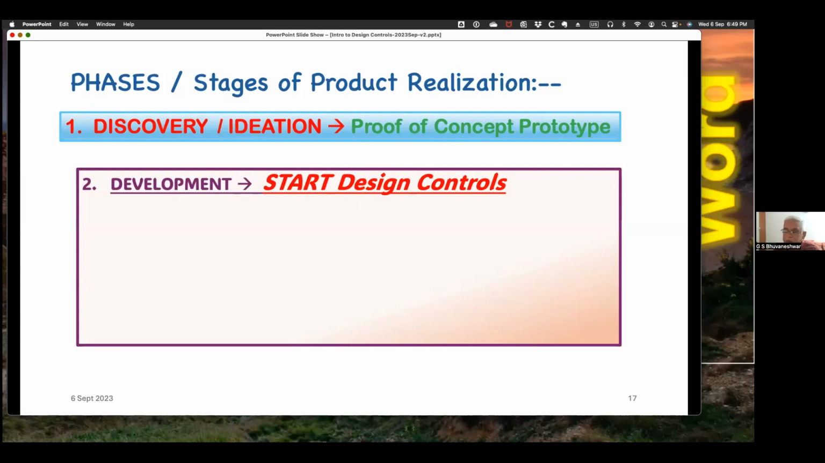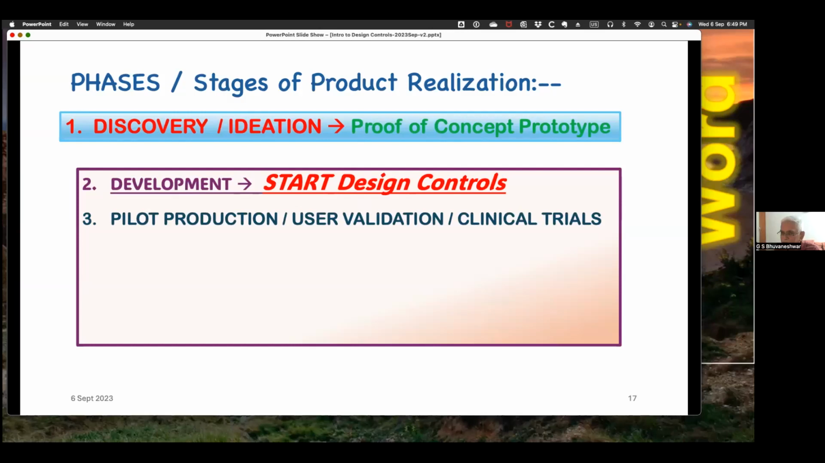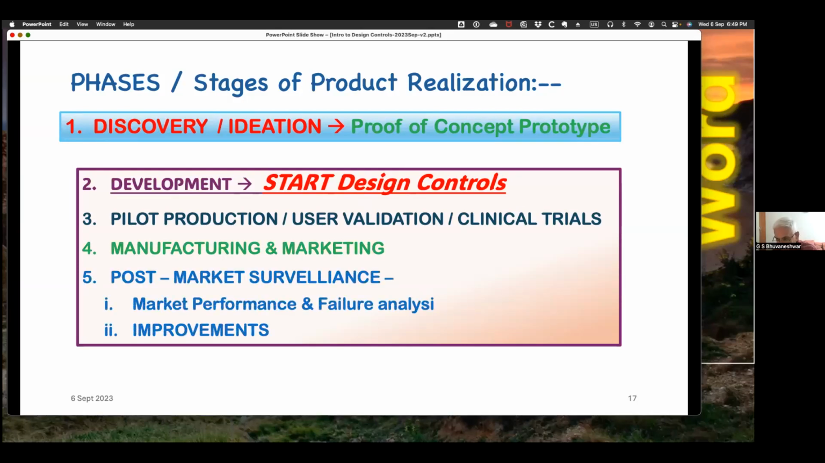So then you need to really start the design controls. The next stage is the pilot production for user validation or clinical trials. Then you move on to manufacturing, marketing, and then what regulatory requirements are post-market. Today, you need to look at market performance, failure analysis, and if you make improvements, how do you make improvements and ensure that the device continues to be safe.